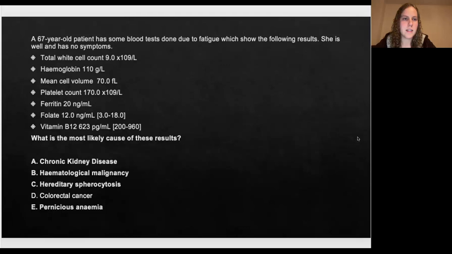I feel like the slides have kind of given it away, but it's colorectal cancer. Hemoglobin is low, the mean cell volume is low, but the ferritin's low as well. So it's a sort of iron deficiency anemia. But it's a 67-year-old woman and she's having fatigue, so you would suspect possibly a colorectal cancer due to a bleed causing the iron deficiency.